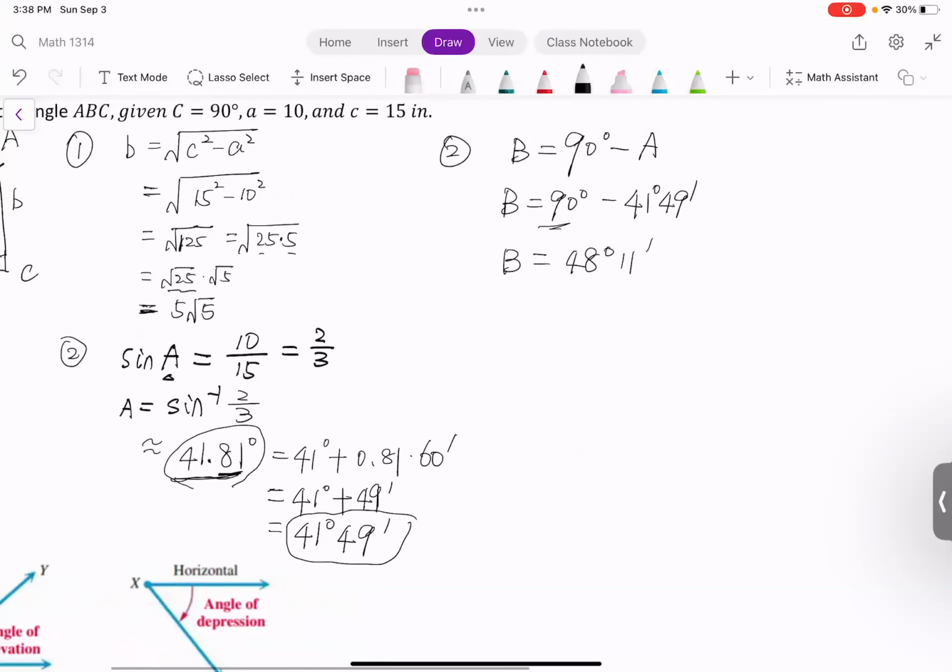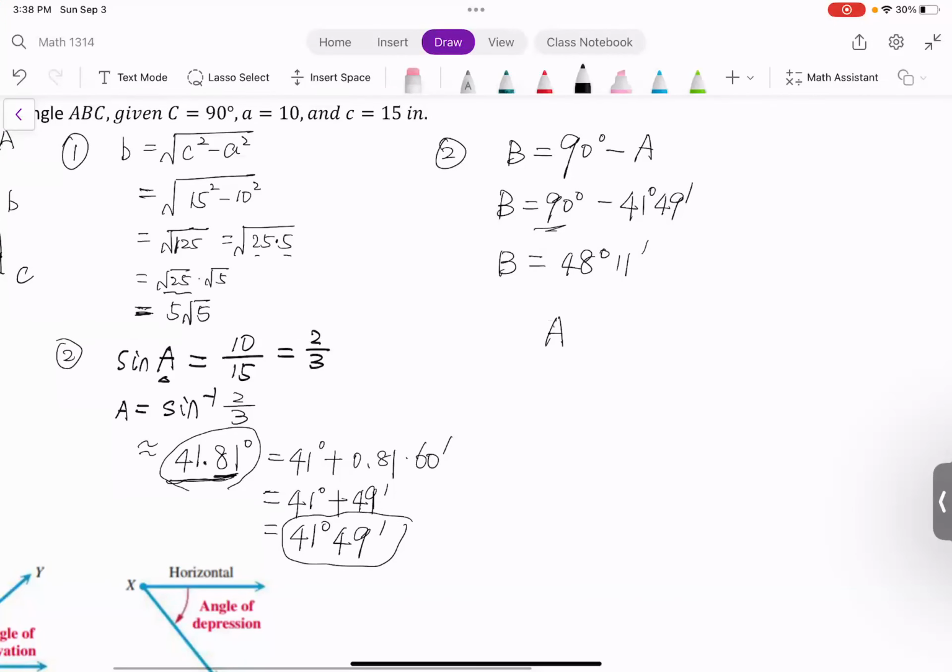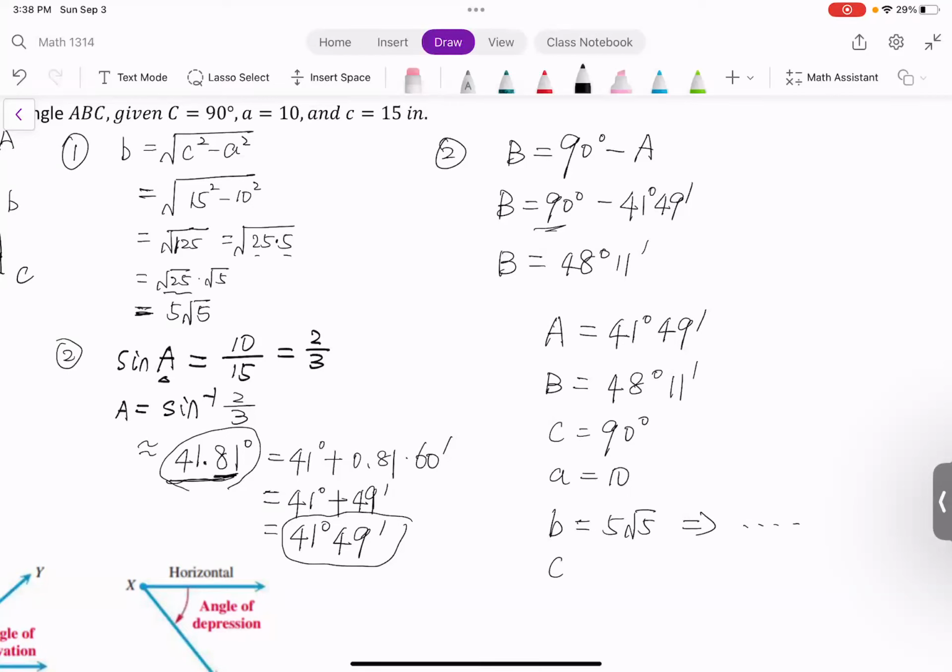So we have all the information. We can do the conclusion. Angle A equals 41 degrees, 49 minutes. Angle B equals 48 degrees and 11 minutes. Angle C is 90 degrees. A equals 10. B is 5 square root of 5. You can continue to use your calculator to find the decimals. The side C equals 15. So these are all inches.